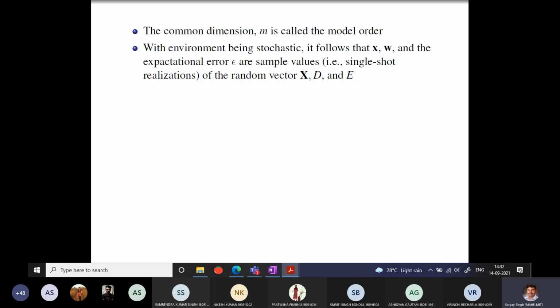Also, with the environment being stochastic, meaning probabilistic and changing, we are not very sure what the value will be. So it follows that X, W, and E are nothing but sample values. Sample values means they are single-shot realizations of a vector, that is, the entire input space X, the entire desired space D, and the entire error space E. So it's a single-shot realization of that, meaning one sample from these vectors. Here I just want to tell you, you should not get confused by what I mean by single-shot realization.